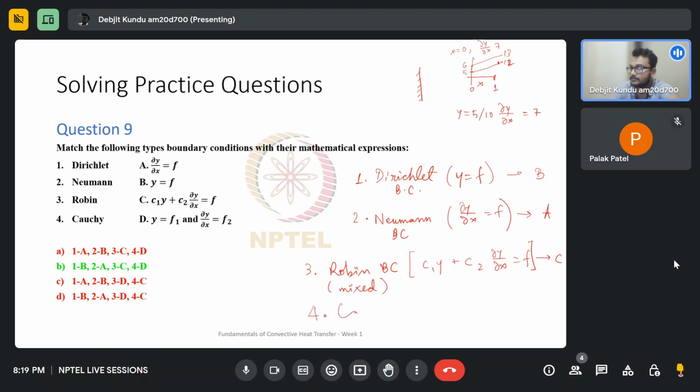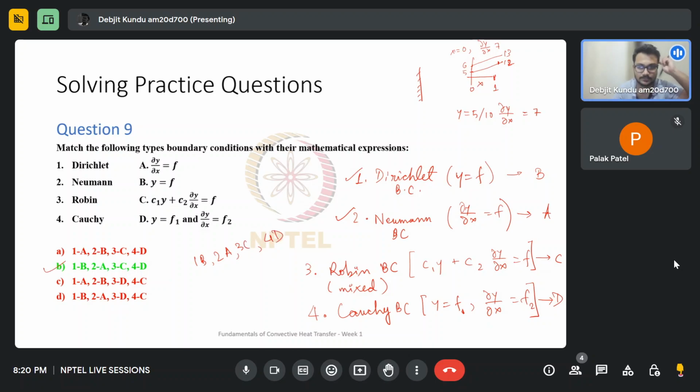फिर आता है लास्ट वन, कॉशी बाउंड्री कंडीशन, जिसमें कॉशी बाउंड्री कंडीशन एक्चुअली में डिरिचले और नॉयमन दोनों का एडिशन है, बोल सकते हैं कि दोनों फिक्स्ड होगा. y इक्वल टू f1 भी मेंशन कर देंगे हम, और ∂y/∂x इक्वल टू सम f2. तो we will define both the value as well as the gradient over here. So finally we get 1b, 2a, 3c, 4d. So option B would be the correct answer. Any questions on this one?